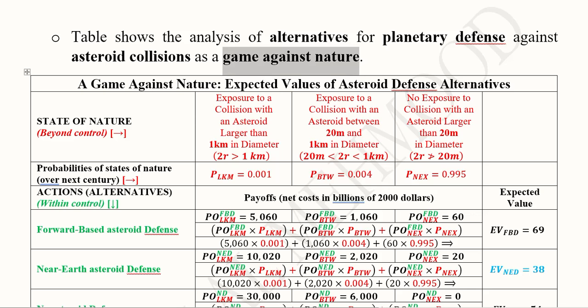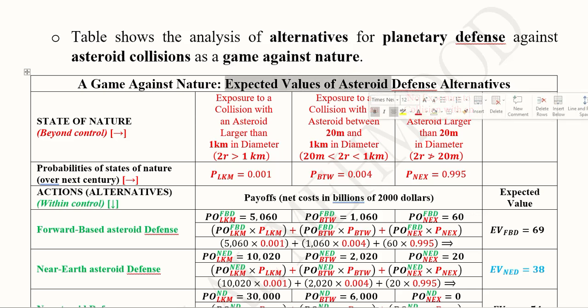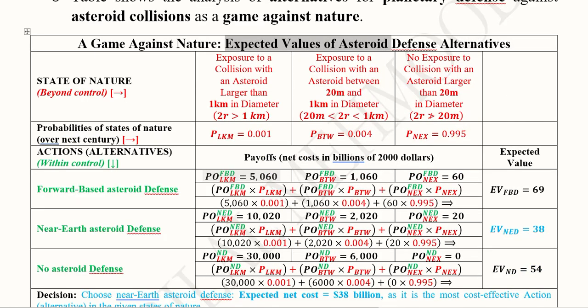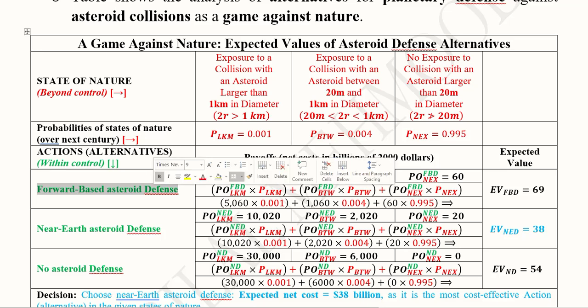This game against nature will include the expected values of the asteroid defense alternatives that we will go for. There are basically three alternatives. We can make a forward-based asteroid defense system. A kind of system will be above the Earth, not close to it, far out in some part of space, and it will defend the Earth from any asteroid. It might use some nuclear weapon to destroy the asteroid if it comes towards the Earth.